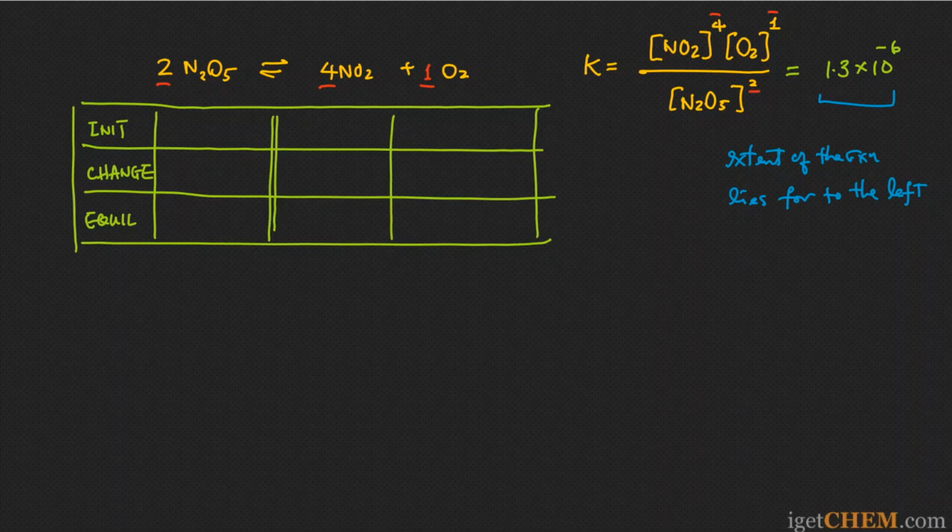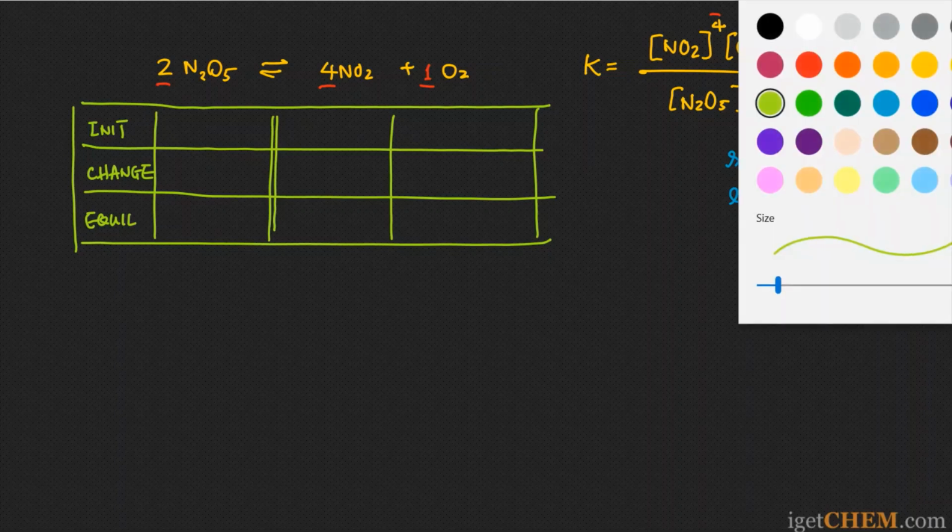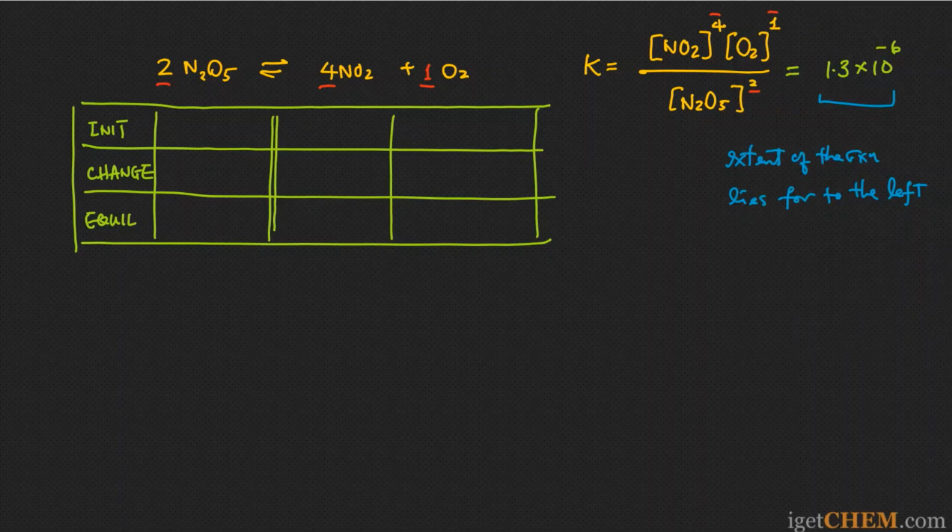In order to start the calculation, we will have to figure out what to put down into the initial values for the concentration. So the problem tells you that initially you have 1.000 molar of N2O5. It doesn't tell you anything about the two products, so we will just assume that they were 0. So the initial value for N2O5 is 1.000, and 0 and 0 for the two products.